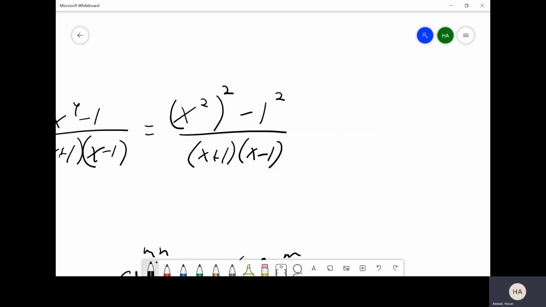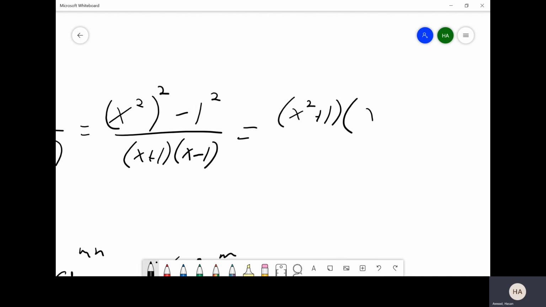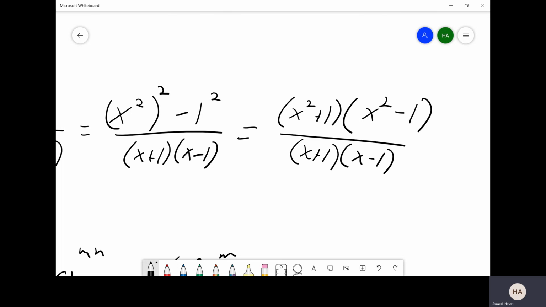So difference of squares tells us we're going to have a plus b times a minus b. My a in this case is x squared. Instead of it normally being x, our a is x squared because that's the entire piece that is also being squared. So we're going to have x squared plus 1, so a plus b, and then x squared minus 1. And this is all over x plus 1 and x minus 1.